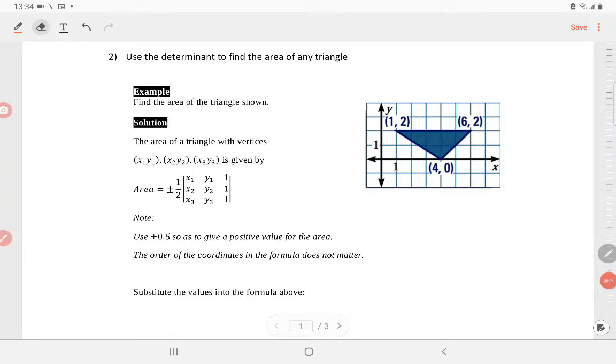In this section, we'll use the determinant of a 3 by 3 matrix to find the area of any triangle. You may be able to use this in the coordinate geometry work as well. Okay, so we're given this triangle in the picture.